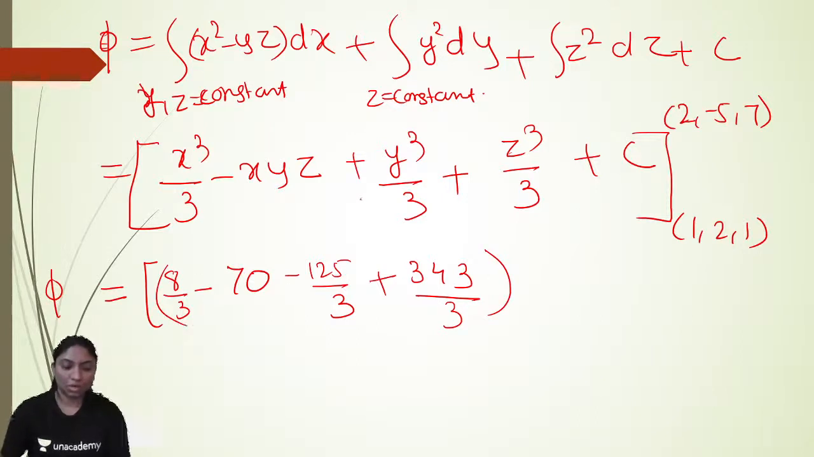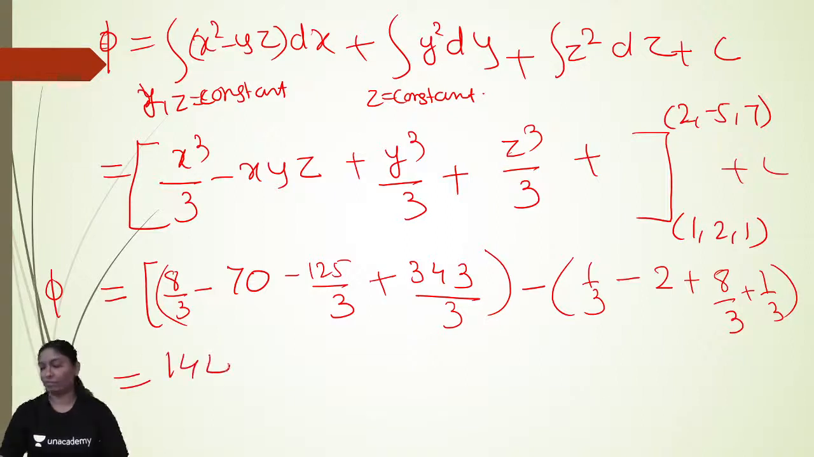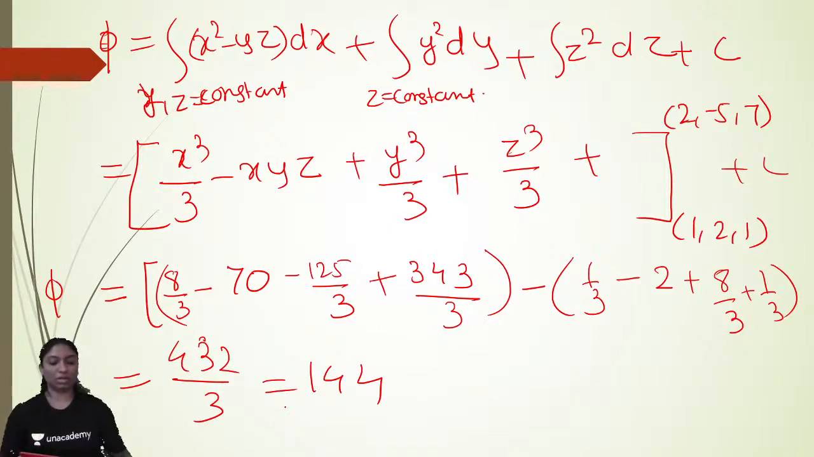minus, so minus of, put x is equal to 1, y is equal to 2 and z is equal to 1, so that you will get here x is equal to 1, 1 by 3 minus here 2 plus 1 by 3, sorry 2 cube is 8 by 3 plus 8 by 3 plus 1 by 3 and plus, after adding this you get phi is equal to 432 by 3, ultimately we get 432 by 3 equal to 144. Now work done is 144.